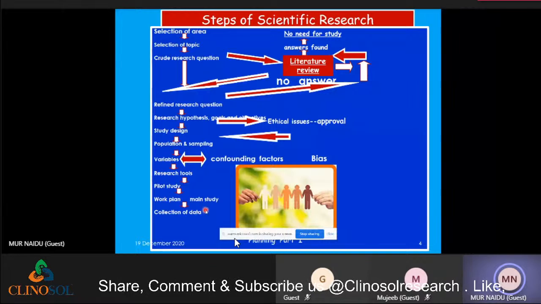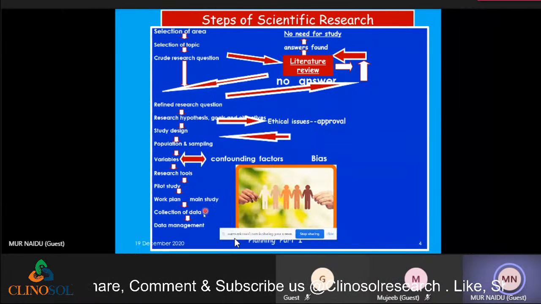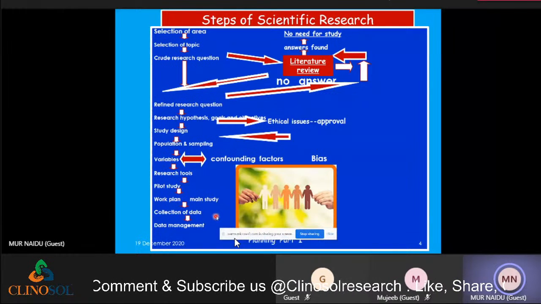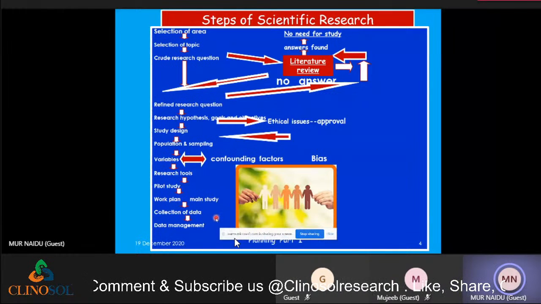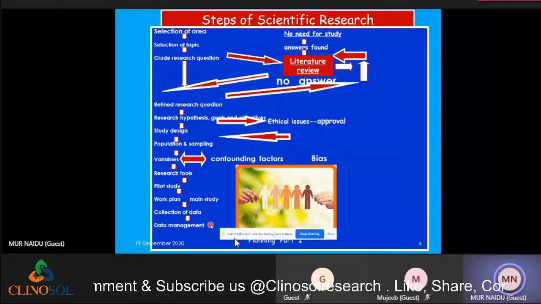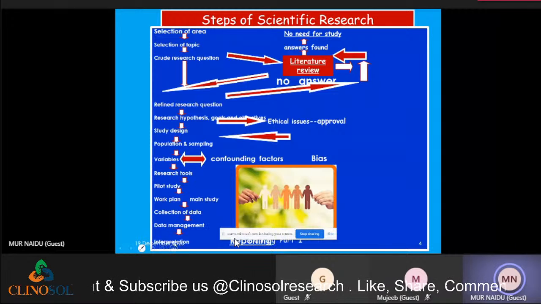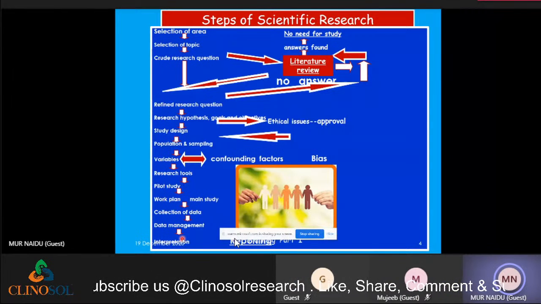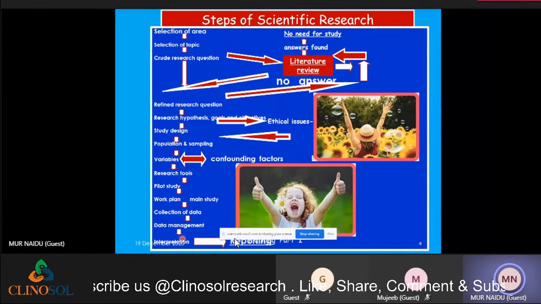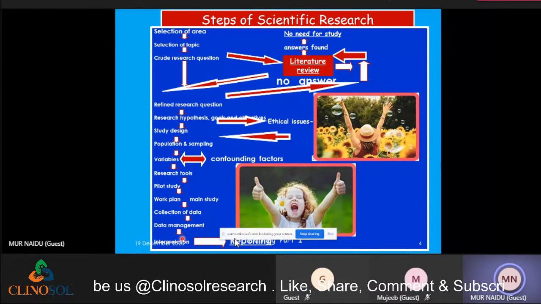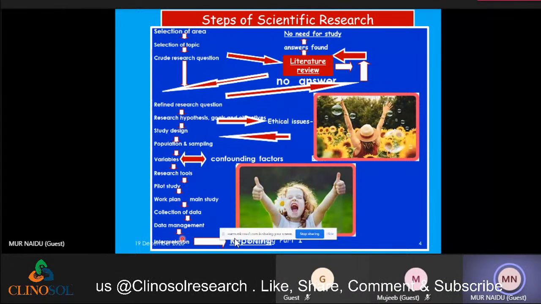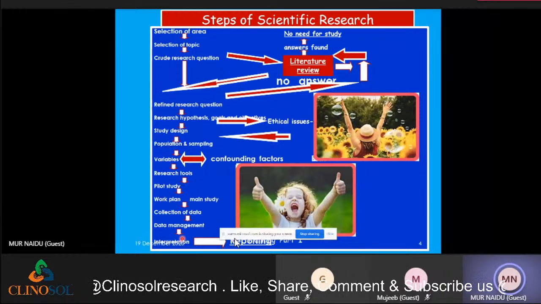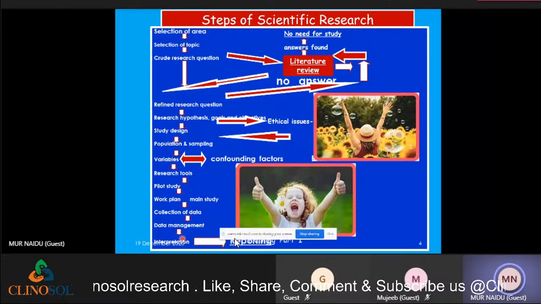You can do it yourself, or you can engage somebody who does data management. Once the data management is over, the next very important step is interpretation of the data, and then the final step is reporting, which is what you are going to achieve here. So these are very important scientific research steps which you have to remember.